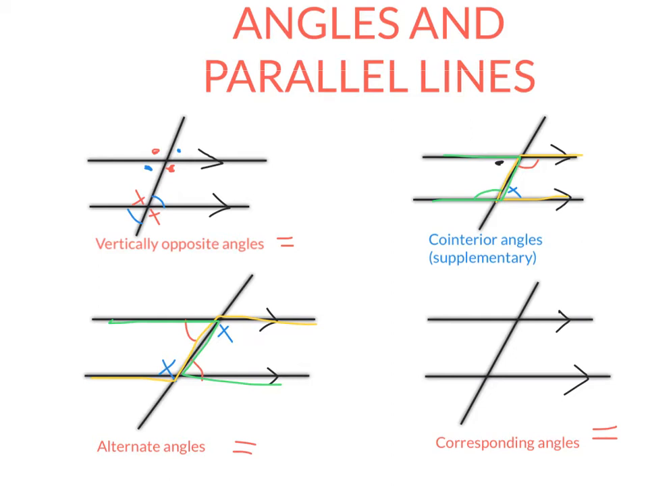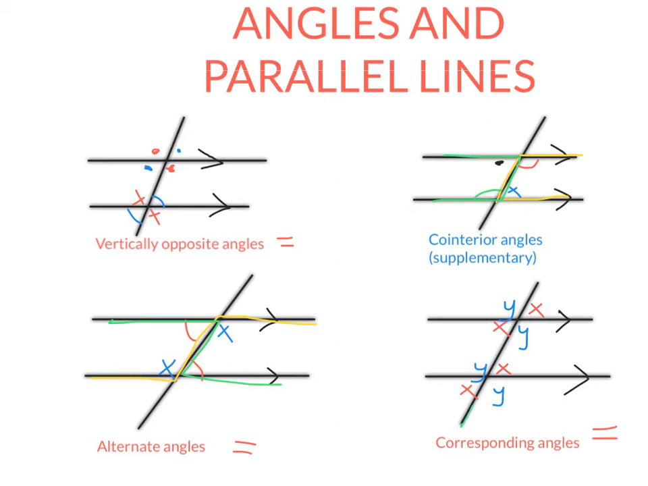So finally, for corresponding angles. I know that this angle plus this angle, red and blue, add to 180 because they're co-interior. So this angle here in red, it also adds with the blue to get 180. These two are supplementary. So the only way that's possible is if the two red angles are equal. Similarly, these two blue angles are equal. It turns out that these two red ones are also equal, and so are these two blue ones.